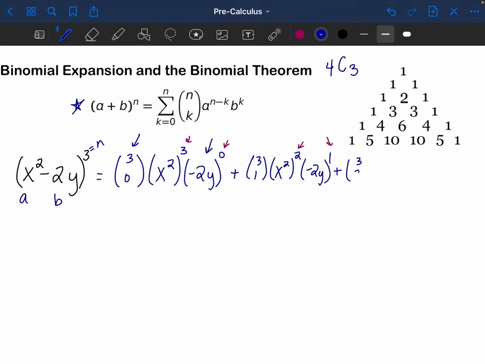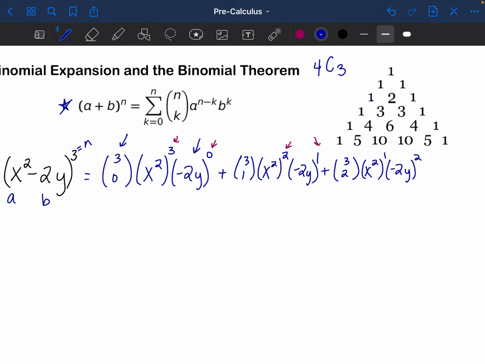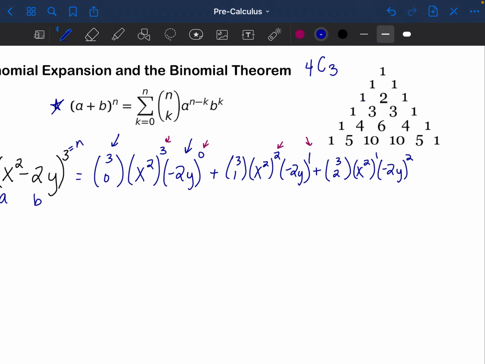All right, now I'm on to 3 choose 2. X squared to the first power times negative 2y to the second. Still adds to 3. Oh no, am I going to run out of room? I'll squeeze it in there. Plus 3 choose 3, times x squared to the 0 power times negative 2y to the third power. Nice.